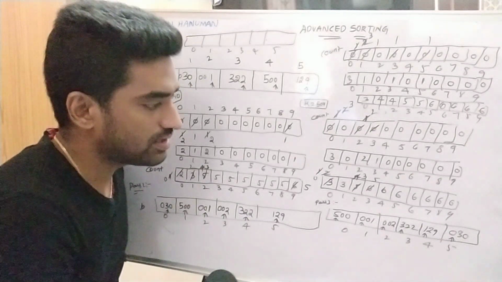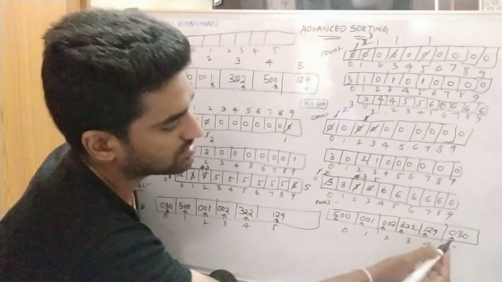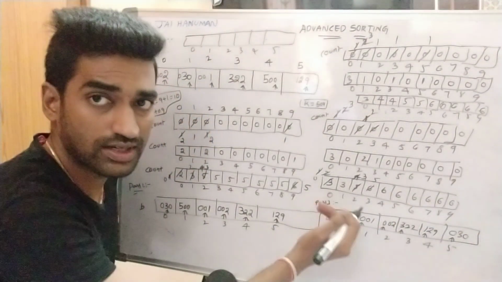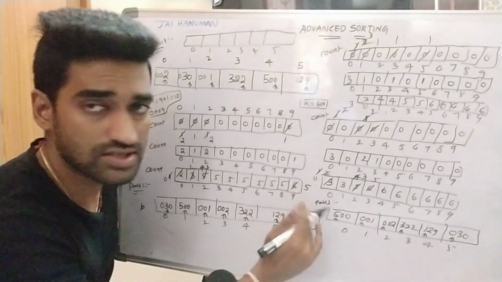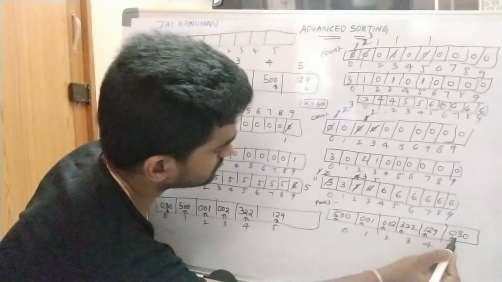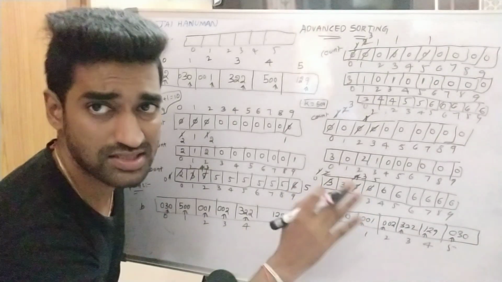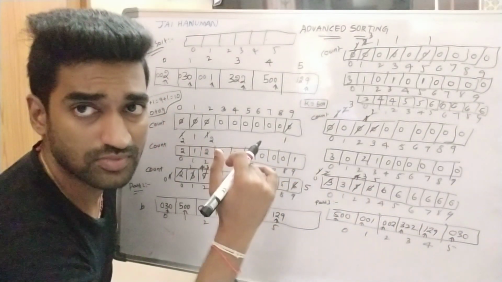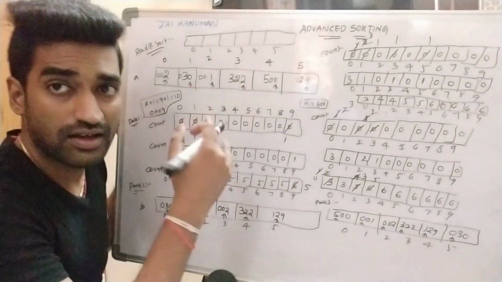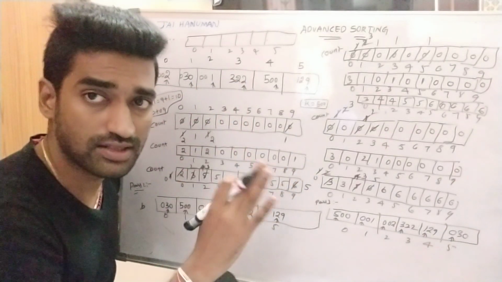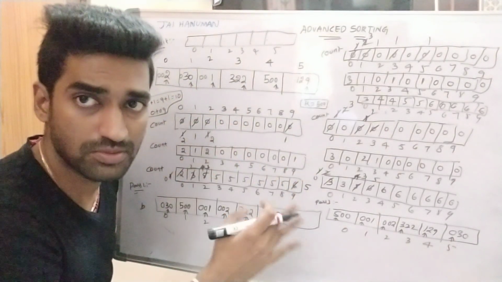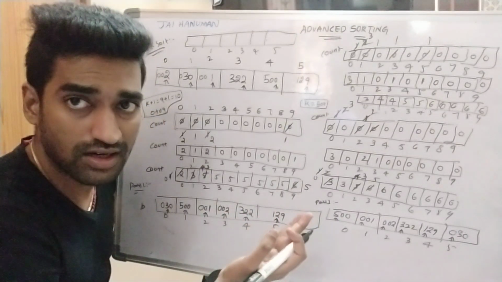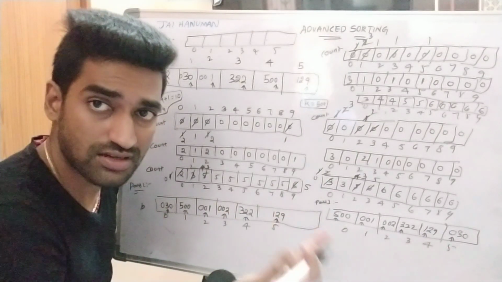Now, based on the third digit, it starts from right to left, so n minus 1 down to 0. To maintain stability, we update the count array from n minus 1 to 0, so we represent the positions accurately. That is nothing but stability. For stability, the output array updation starts from right to left.